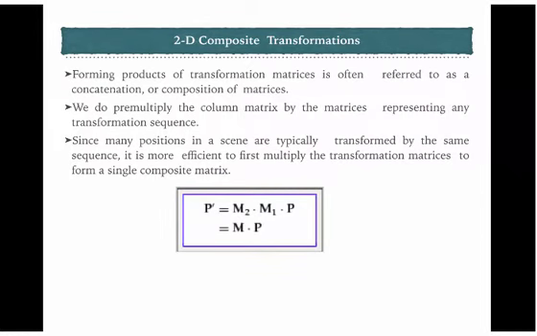2D composite transformations. Forming products of transformation matrices is often referred to as concatenation or composition of matrices. We pre-multiply the column matrix by the matrix representing any transformation sequence. Since many positions in the scene are typically transformed by the same sequence, it is more efficient to first multiply the transformation matrices to form a single composite matrix.